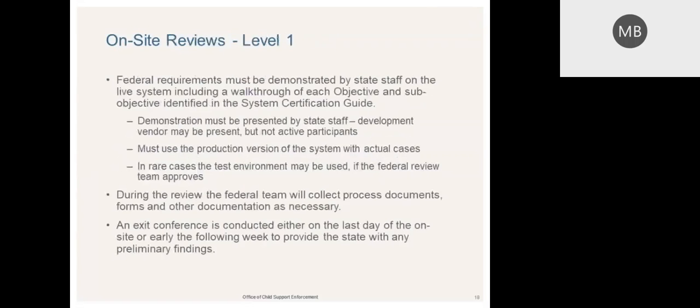For the Level 1 on-site review, state staff must demonstrate each objective and sub-objective identified in the ACF certification guide in a live production environment. Demonstrations are done sequentially and as normal child support cases flow, as indicated in slide 8, what John mentioned. This includes case initiation, locate, establishment, and so on. However, it doesn't have to happen in that order.